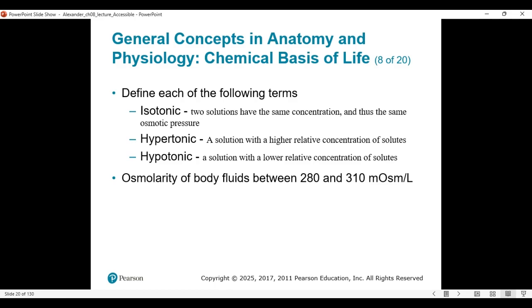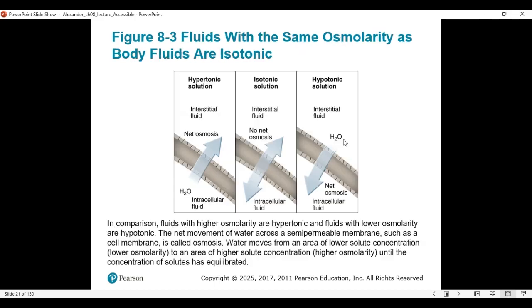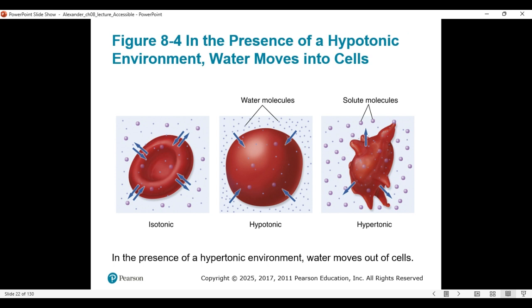Osmolarity of the body fluids is between 280 and 310 mOsm/L. This is talking about the different solutions and what happens. These are all in your book.